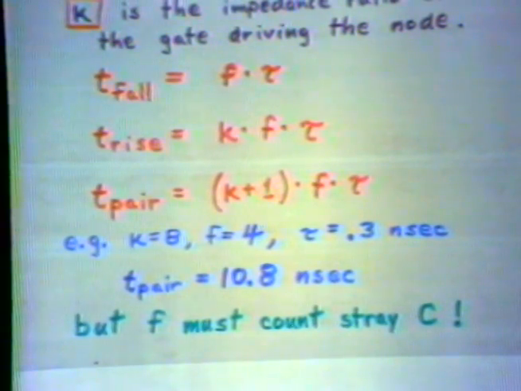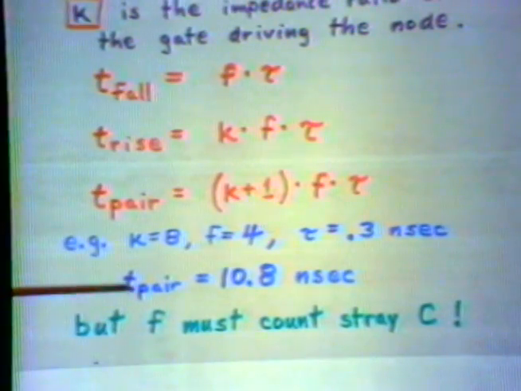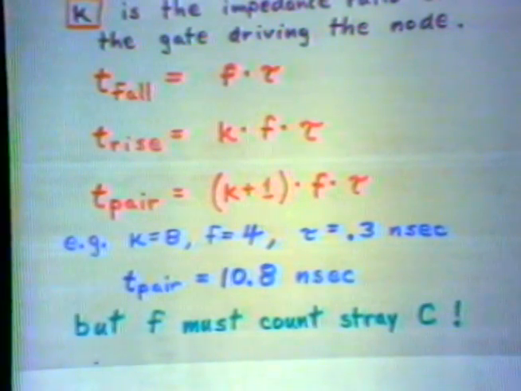A typical process, such as the one that Xerox's Microelectronics Center used to run in El Segundo before they improved it, had a tau of 0.3 of a nanosecond. I guess their new process is 0.2 or something like that, maybe better. Then if you apply this formula, k plus 1 is 9 and f is 4, so you get 36 tau, or 10.8 nanoseconds. And that's not bad for a fan-out of 4 and a MOS device, which people think of as a fairly slow technology. You get a 10 nanosecond pair delay.